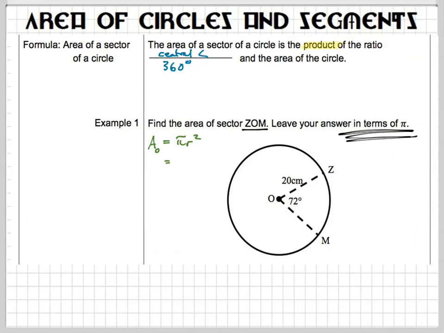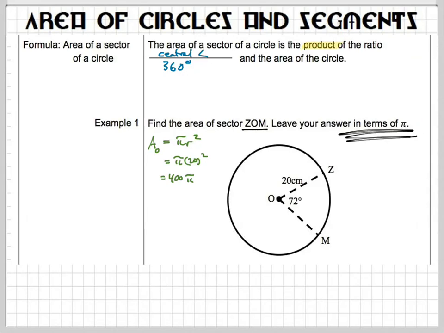What's our radius for this one? It's 20. So I'm going to put 20 right here. We have pi 20 squared. 20 squared is 400, so we have 400 pi. It said leave in terms of pi, so I'm not going to multiply 400 times pi. So that's my area of this circle.